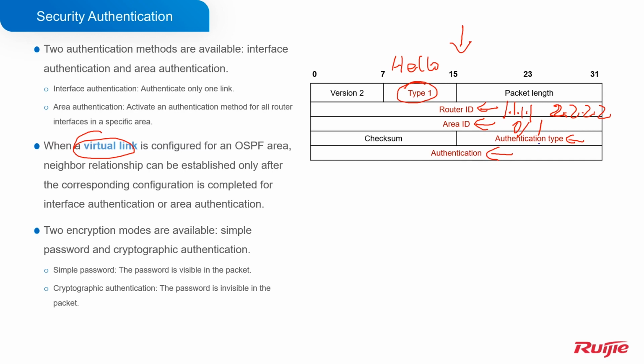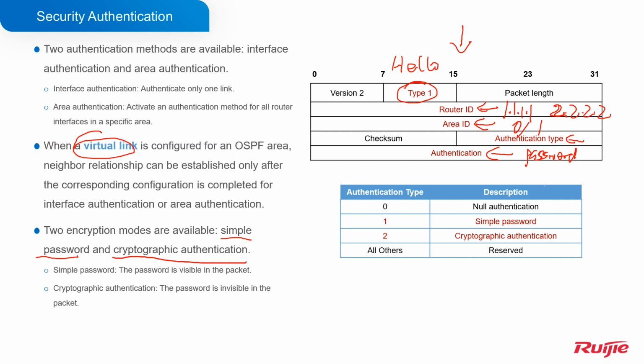And next is authentication. It means we have to set the password information. Okay, password information. Here we provide two encryption modes. First is a simple password, and the second is cryptographic authentication. So we can see here, if we set the authentication type to 0, for two routers we have to set the authentication type to be the same. So we choose 0 together. The 0 means non-authentication. We don't do authentication on our interface or on our area.